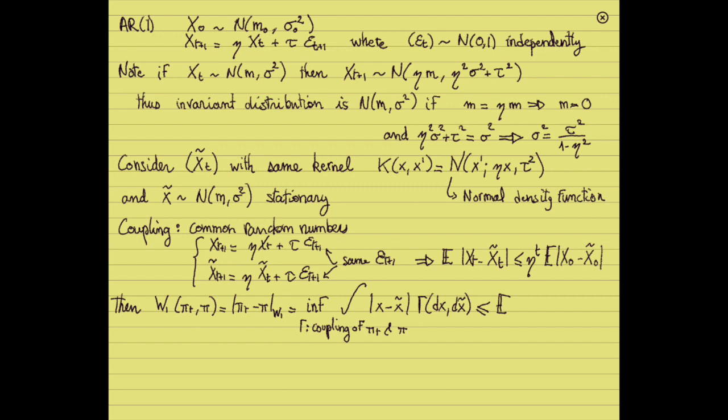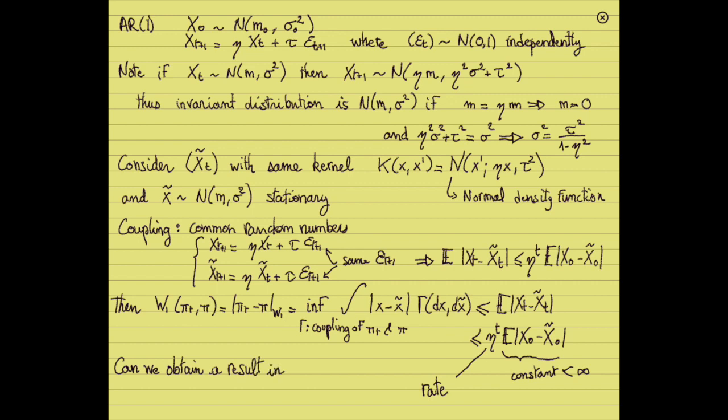And so in particular, for the coupling considered here, the common random numbers coupling, we obtained an upper bound of the form eta to the t times the expected distance at time 0. And so we obtain basically geometric ergodicity in Wasserstein 1 with the rate eta. The autoregressive coefficient turns out to be the geometric rate of convergence in the Wasserstein 1 distance. And the constant depends on the initial condition. And of course, via x tilde 0, it also depends on the invariant distribution, sigma square and m.